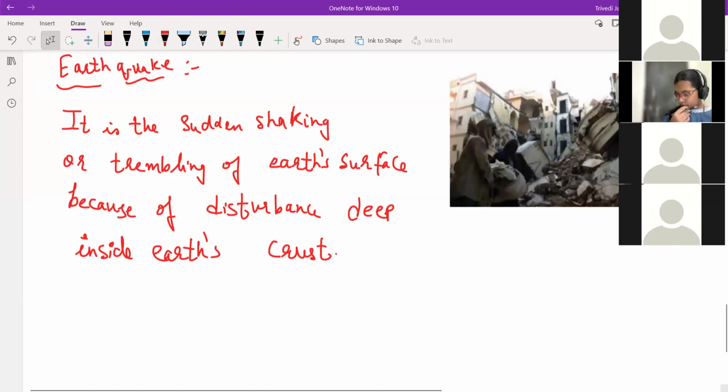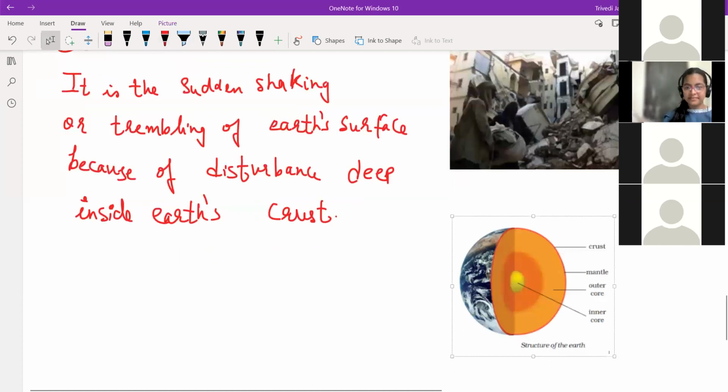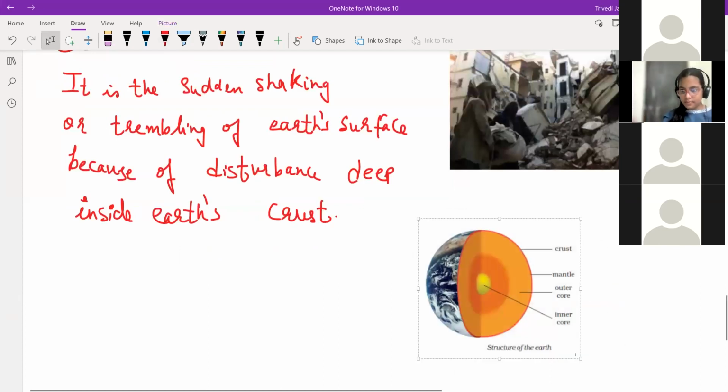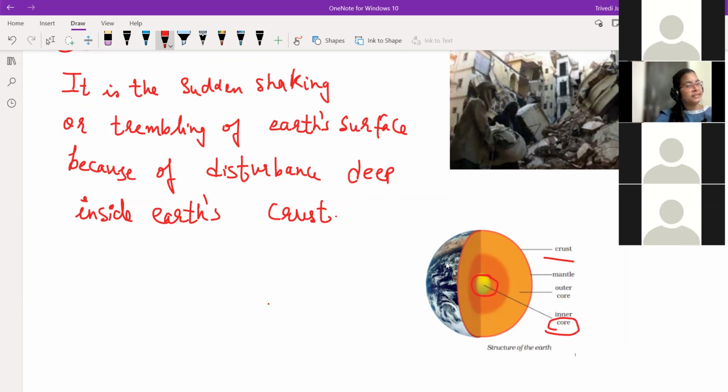So what do you see here? The Earth's crust, sir, the crust is the one we live on. And what is the inner part? The inner core. It is the hottest part, hotter than the sun. Yes, that's the core. So this is the inner core and this is the outer core. Generally, these are the core parts.